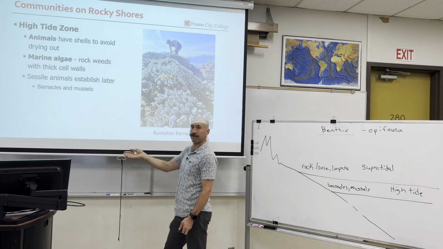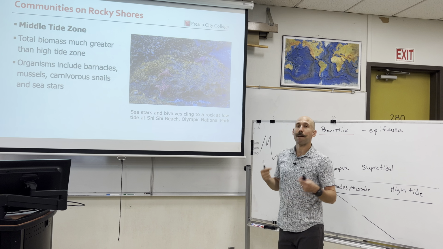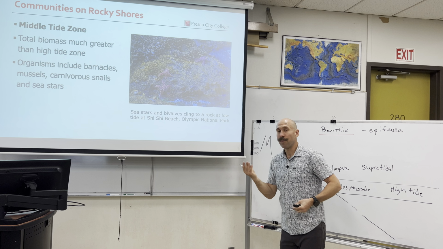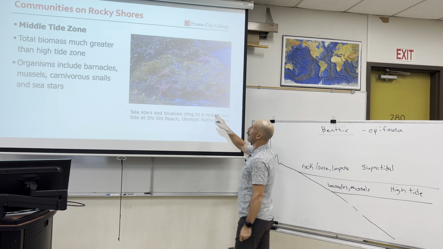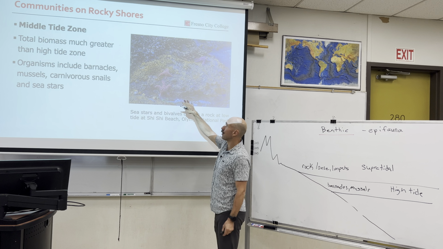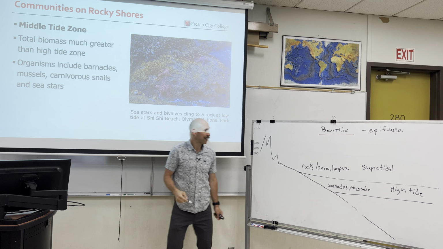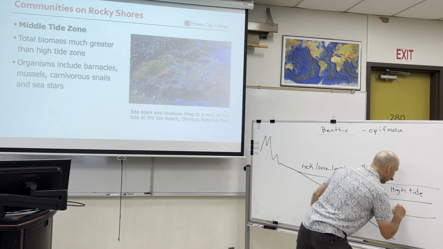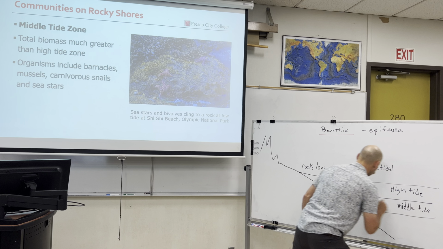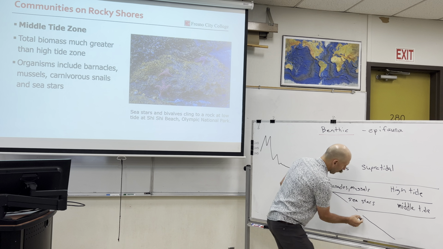Continuing our voyage through the tides, we move into the middle tide zone, where we have a much higher biomass. Because it's always dry and always wet in the middle, organisms have increased or a multitude of adaptations for surviving in here. Here we see also barnacles, mussels, carnivorous snails, and sea stars. Middle tide. Sea stars are so cool.